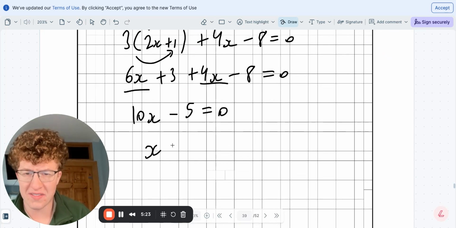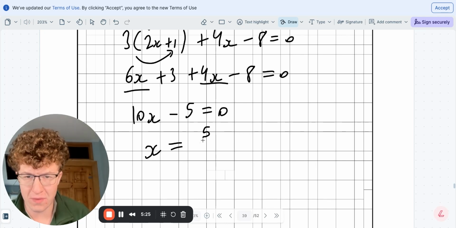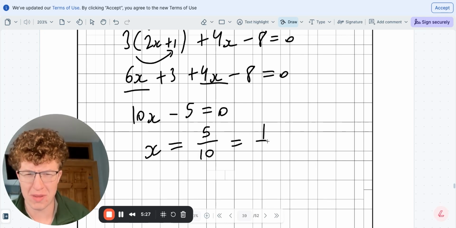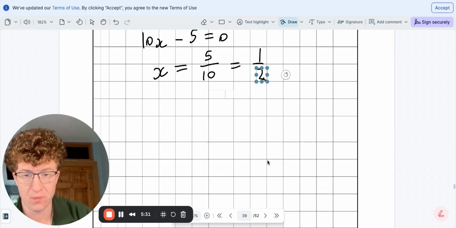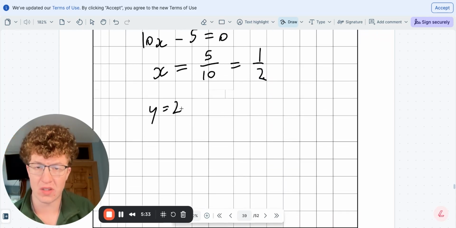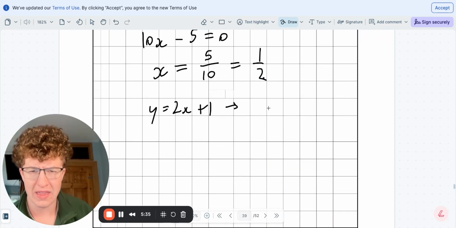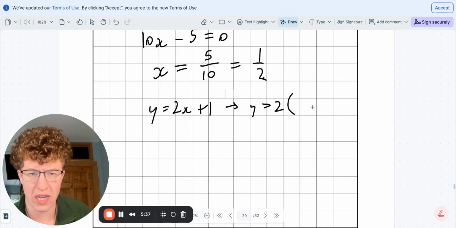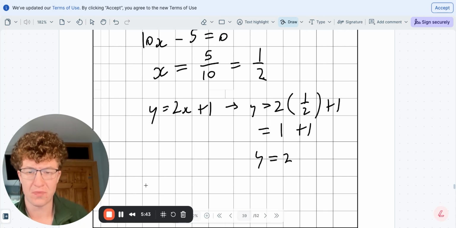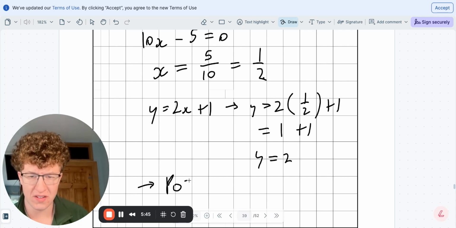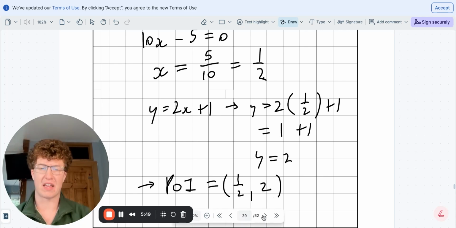So then x is going to be, bring over the 5 and divide by 10. So x is just going to be a half. But we need the point of intersection, so we need the y value too. And we have that y is equal to 2x plus 1. That means y is equal to 2 times, we have x as a half, plus 1. 2 times a half is just going to be 1, plus 1. So y is equal to 2. That means our point of intersection is going to be 1/2, 2. Like that. Done.